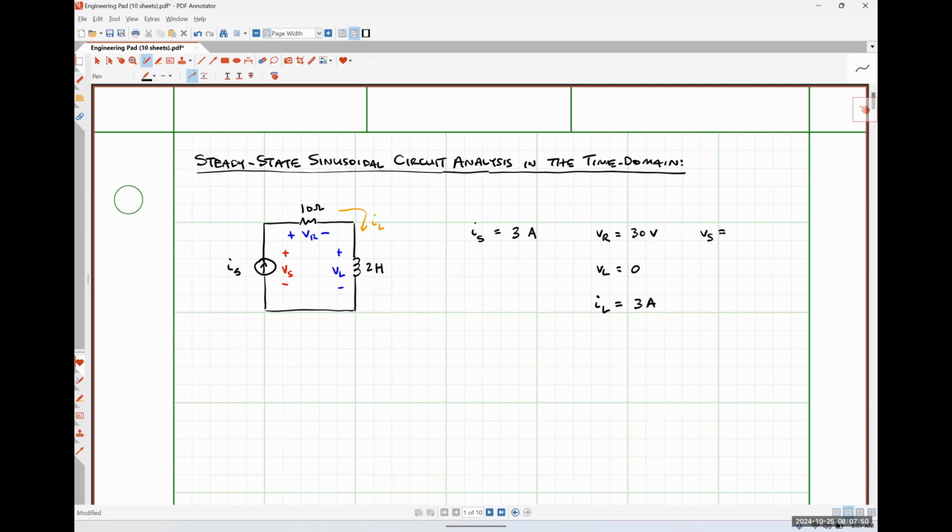Do Kirchhoff's voltage law, right? So negative Vs plus Vr plus VL is equal to 0. So Vs is equal to Vr plus VL, or 30 volts.